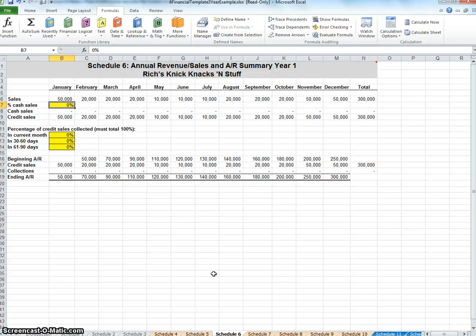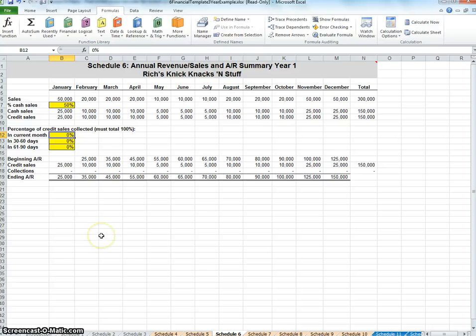Now we get into annual revenue, sales, and AR summary. So basically, you have to make a determination to what extent are you doing cash sales versus credit sales. So most of you for cafes, for retail shops, you'd be in the cash sale department because you're going to basically get cash at the point of sale. Knickknacks and stuff, I let customers run a credit line. So let's say 50% of my sales are in cash. So basically 50%, if I make 50,000 in sales, 25,000 are coming in cash, 25 are coming in credit.